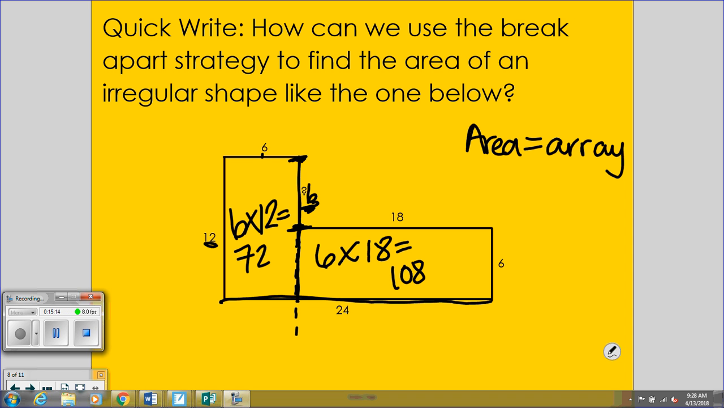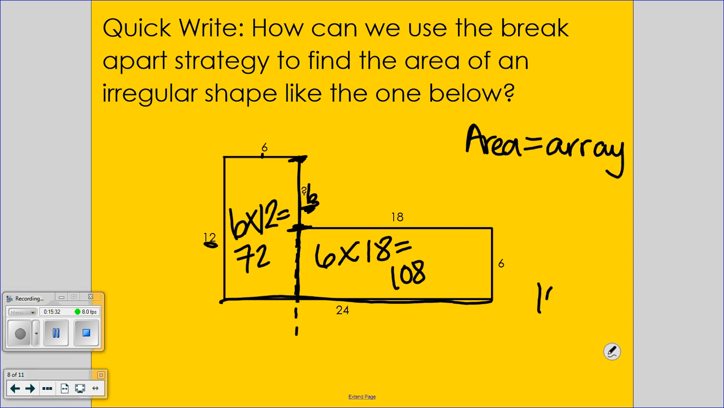Think what you know about the break apart strategy. When you break apart a big area into two mini areas, how do you go back to figure out the whole area? Ellen? I have to add my two mini areas, my two partial areas together. 108 plus 72.